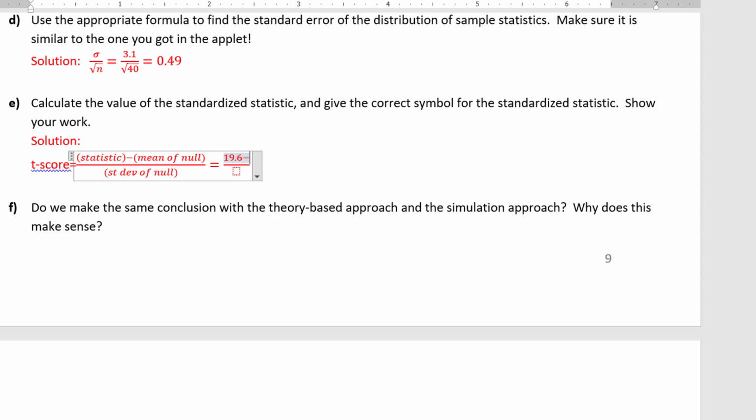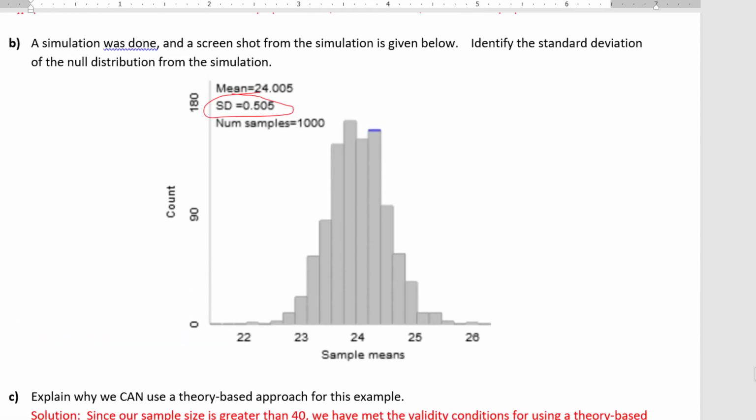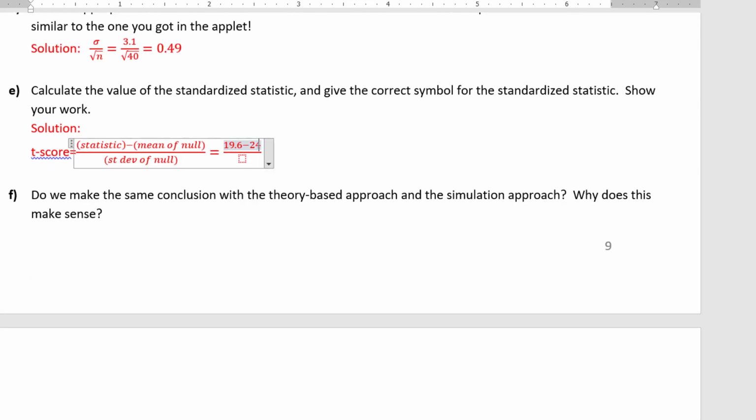The mean of the null distribution, recall, that was the hypothesized mean from the entire population of cookies. That was 24. And the standard deviation of the null distribution from what we calculated a moment ago is 0.49.